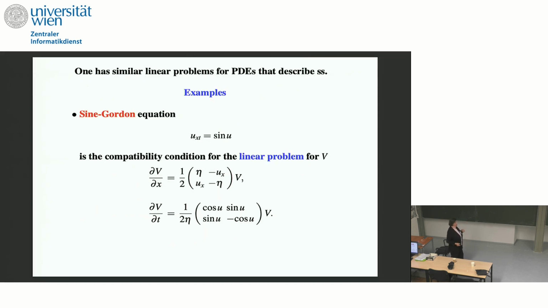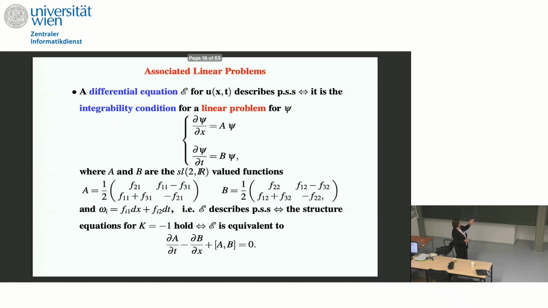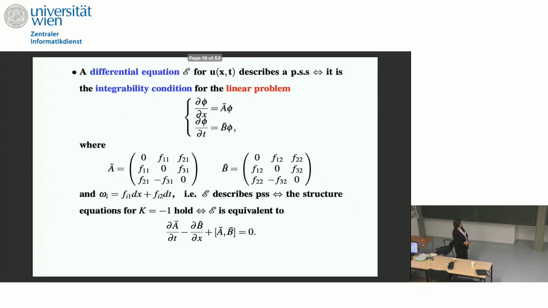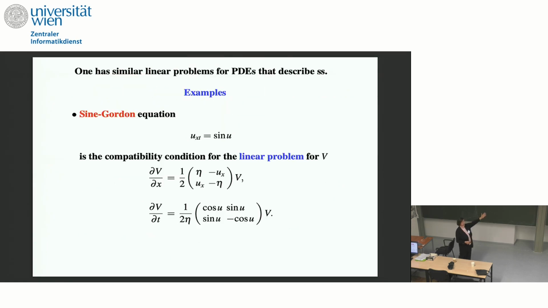Okay, so now if I go back to the examples that I just gave you, u of xt equals sine of u, I gave you the Fij's, and the last slide gave you how to define the matrices A and B that will give you the Lax pair. So just plug in the procedure that I just gave you here, the A and B, and then you will find the linear problem, which in the case of the sine-Gordon is exactly this.